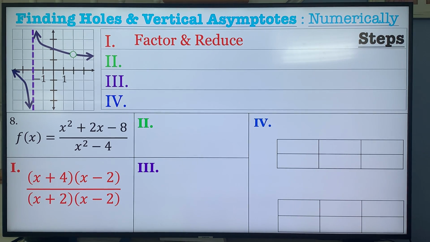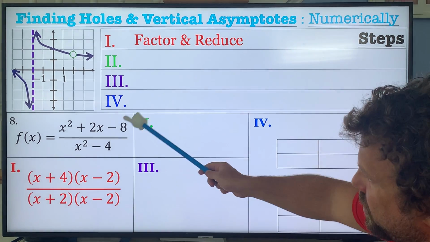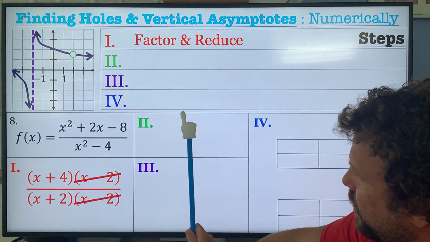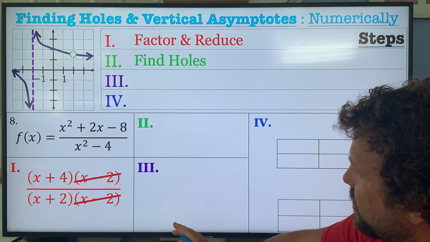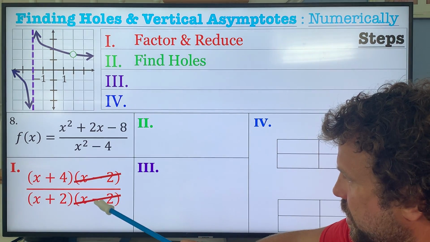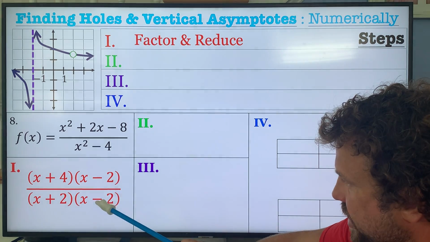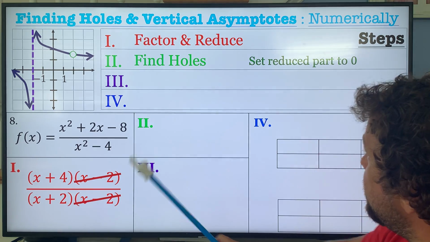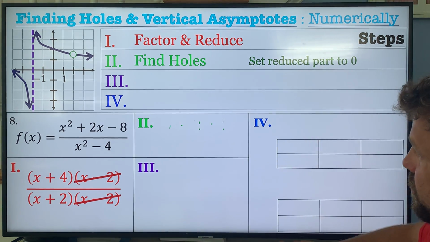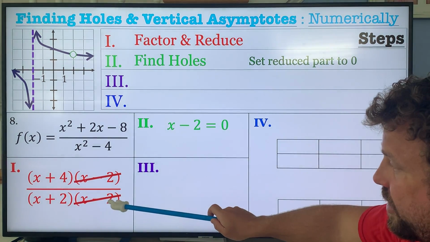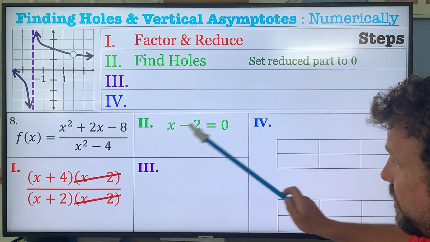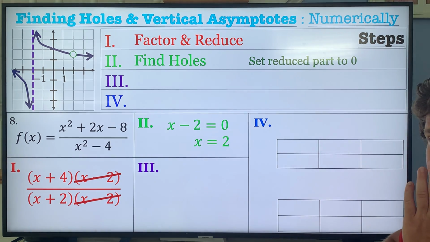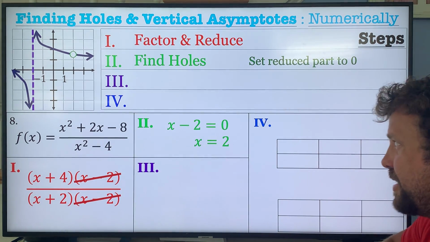All right, x plus 4, x minus 2, and this is x minus 2, x plus 2. The x minus 2's factor out, leaving me with finding the holes. So my holes, notice right here, I'm going to factor out the x minus 2's. That's my hole. My hole is the reduced part. So x minus 2, the part I factored out from the numerator and denominator, equals 0. That means I have a hole at x equals 2. Does that make sense? That's what I was trying to explain to you, but I think with the picture.